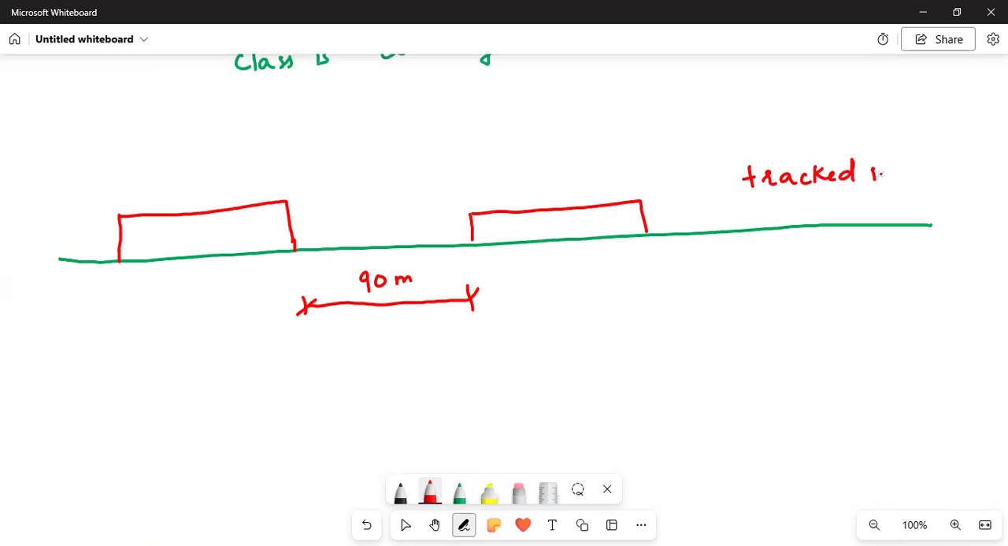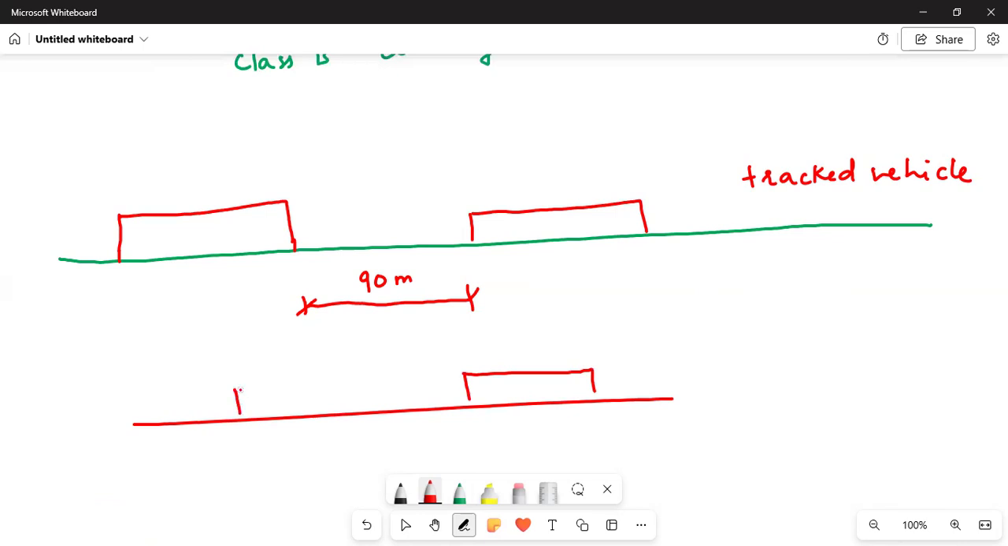In the case of a wheeled vehicle, this distance will be 30 meters. When you're dealing with the wheeled vehicle, this distance will be 30 meters. In this way, you will put the load on the bridge. This is about the longitudinal direction. Any doubt up to this? If you have any doubt, you can ask.